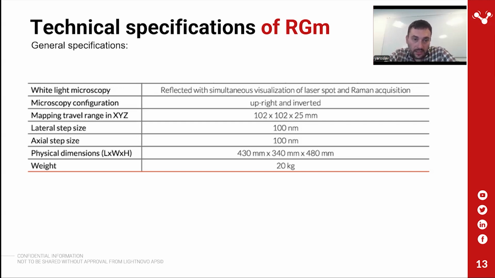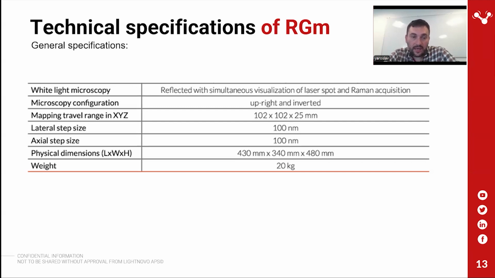We have a very advanced mechanical automated XYZ stage with a pretty big travel range along X and Y, 10.2 by 10.2 centimeters, and along the Z-axis it's 2.5 centimeters, which allows measuring different samples of big size, or integrating the system into some lab setups.